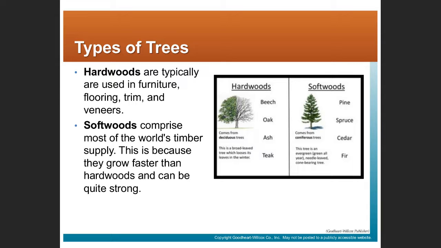Some of these images are not in the book. I'm generally on page 122 of the book, but I've added some additional materials in this lecture to better describe what we're talking about here.